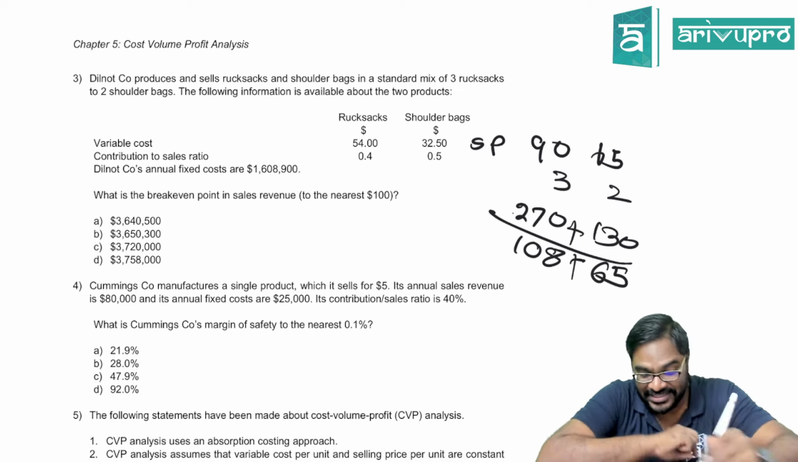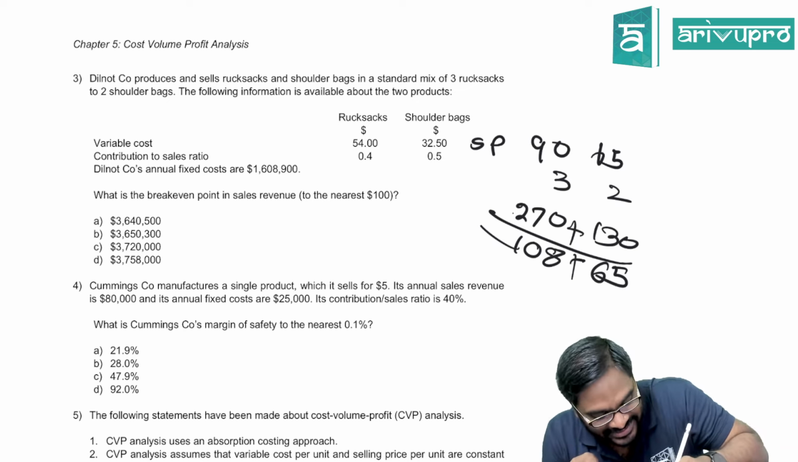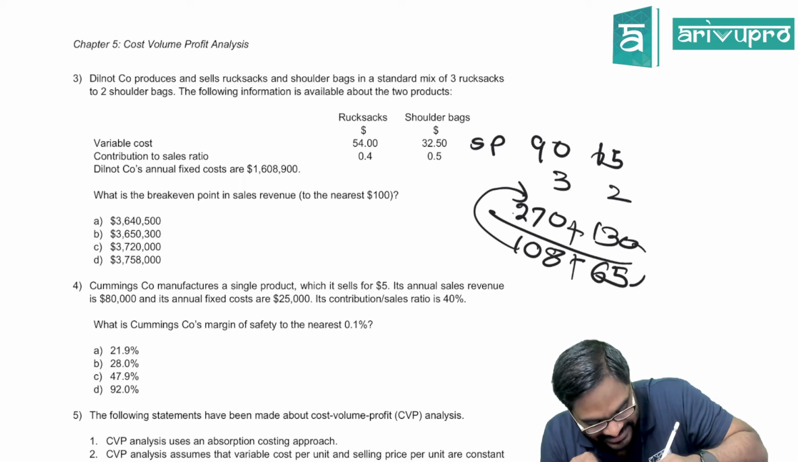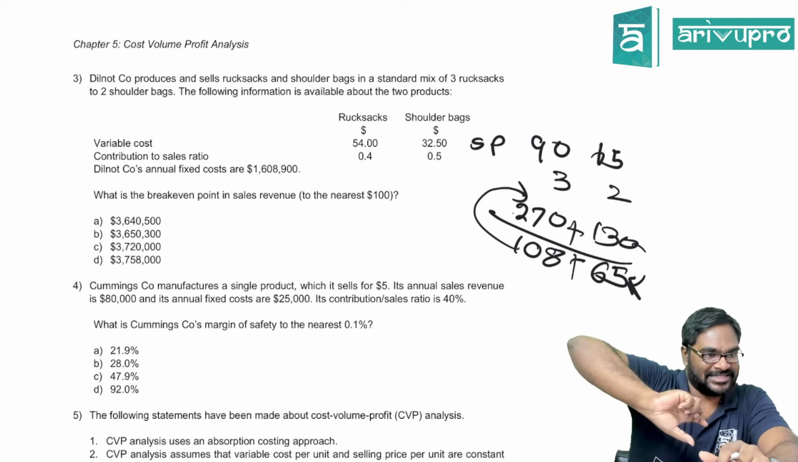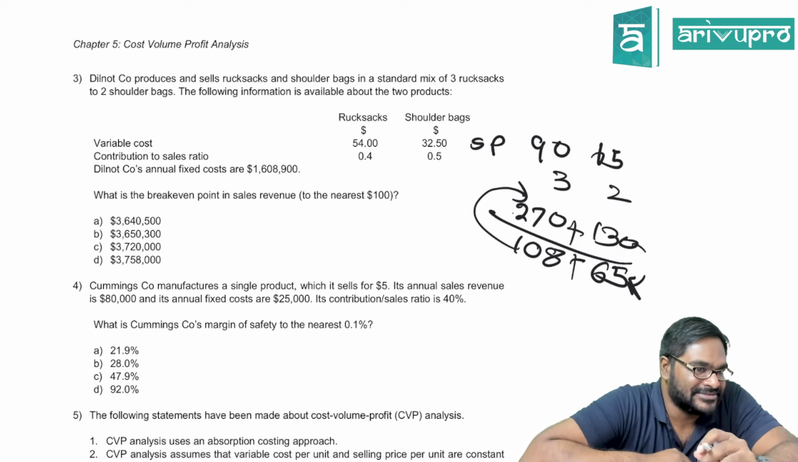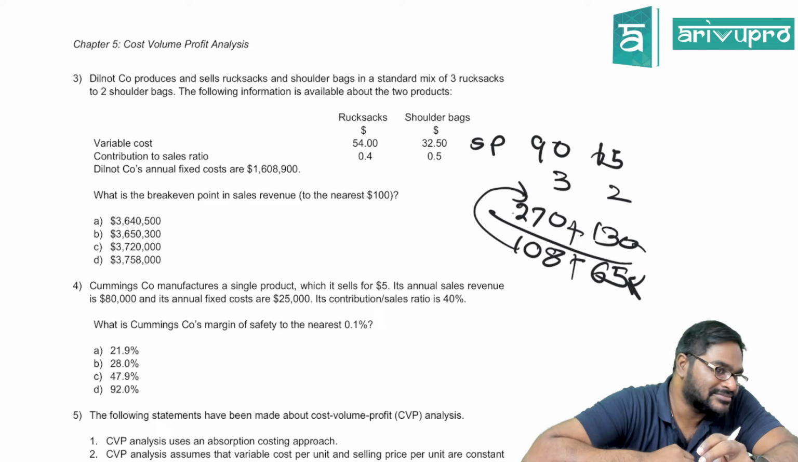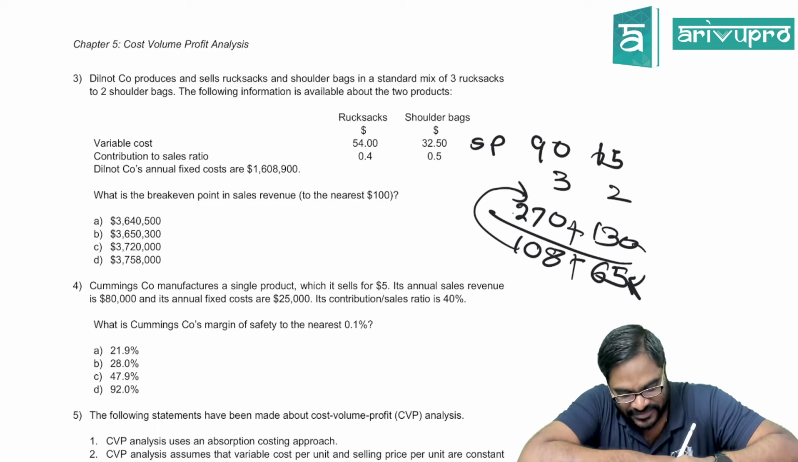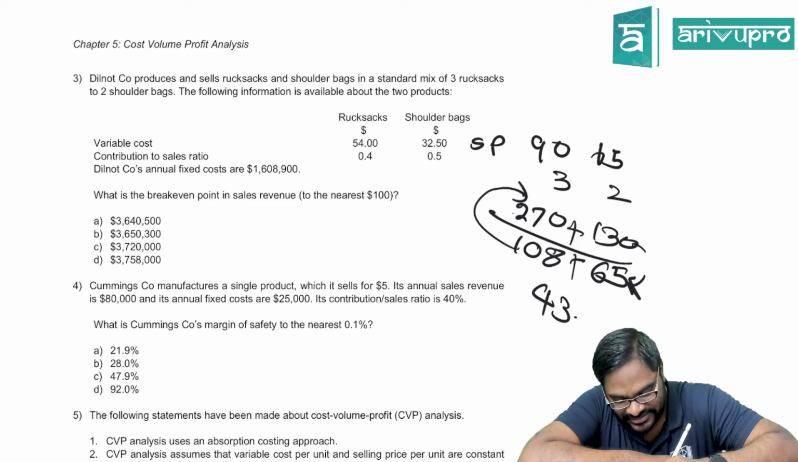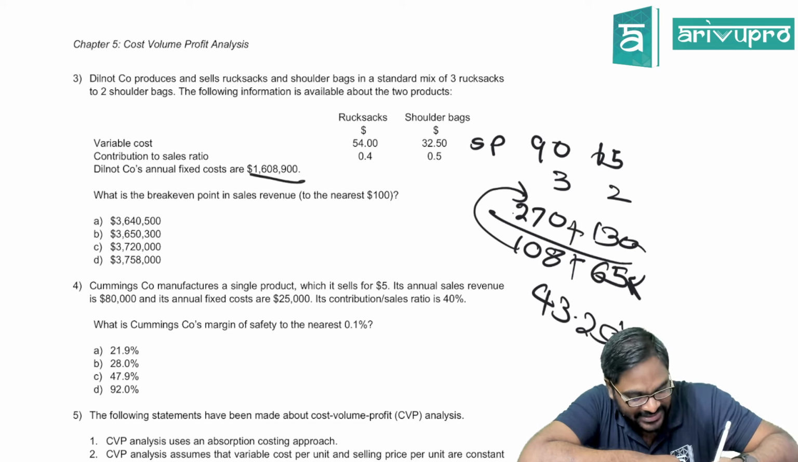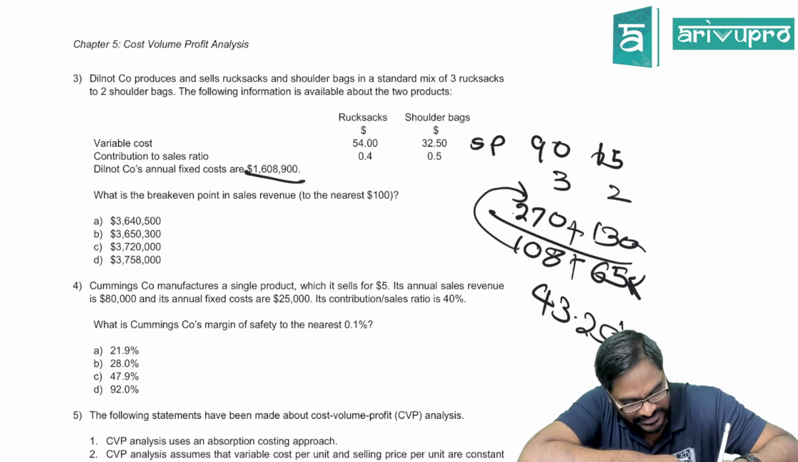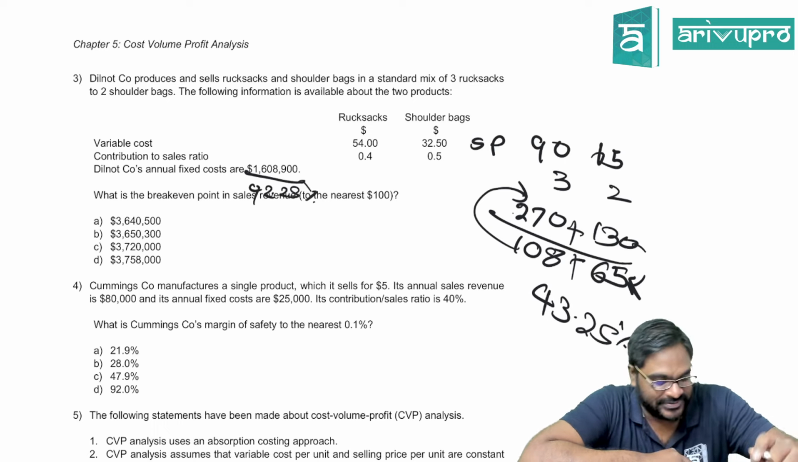2.31. Oh, sorry, it should be other way around. Contribution divided by sales. Sorry. I made a mistake. It should be other way around. Contribution at the top, sales at the bottom. Sorry, my bad. 43.25%. Now divide fixed cost by that. Yep.